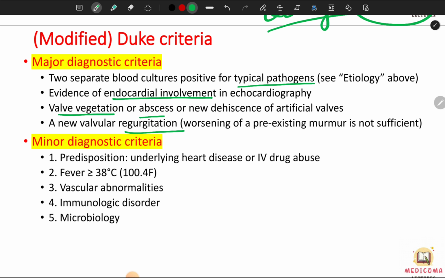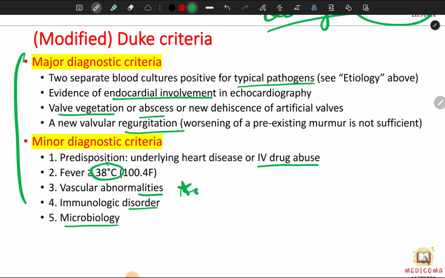Any predisposing underlying heart valve condition or IV drug abuse, fever more than 38, any vascular abnormality present, if there is an immunological disorder, and microbiology of that patient with infective endocarditis. So these are the minor and the major criteria which we can use for infective endocarditis. So please remember these major and minor criteria.